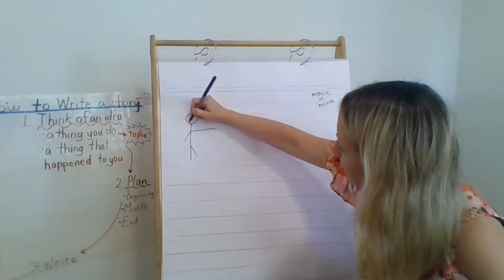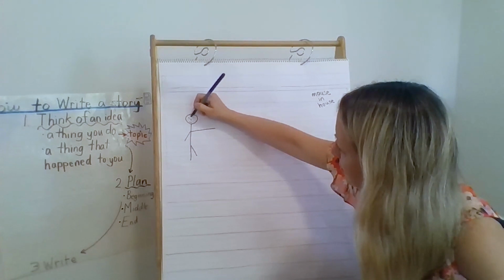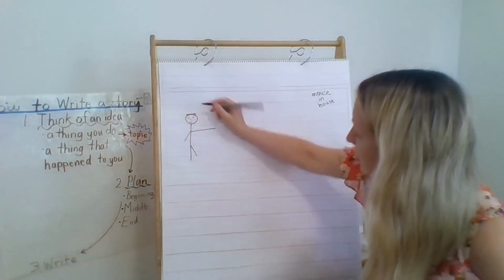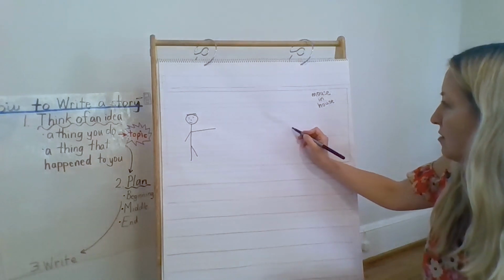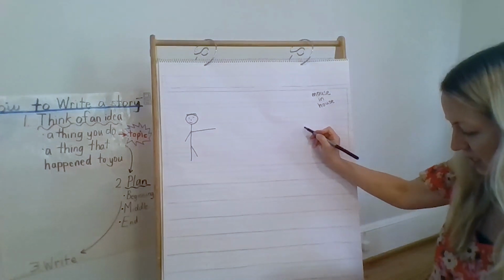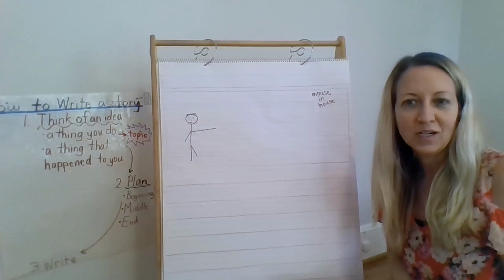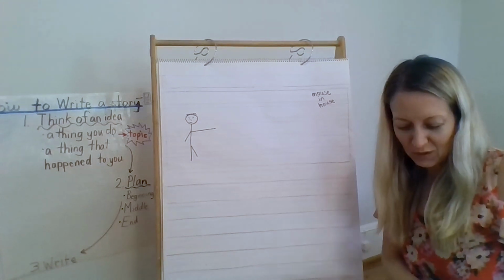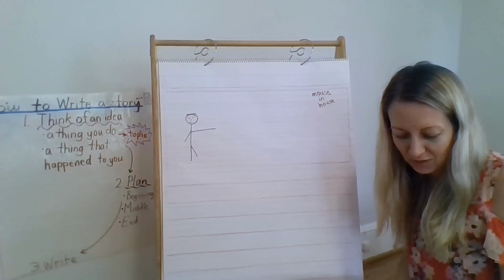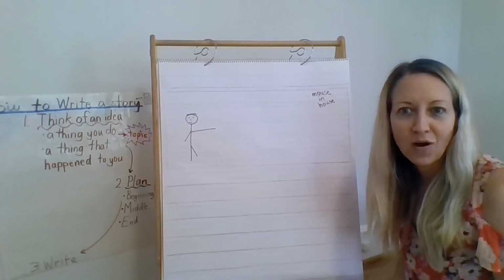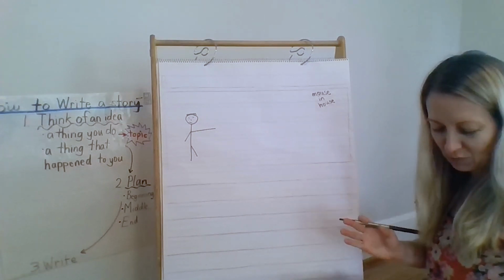Pointed. We can add more details later. Pointed this direction across the room. What did I say? Mr. B looked over and saw something across the room. Something on the floor. So I'm just going to write that.